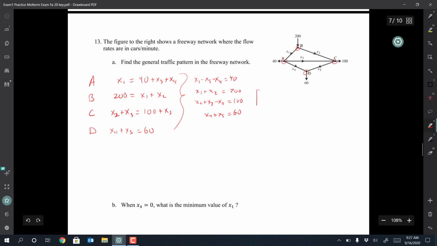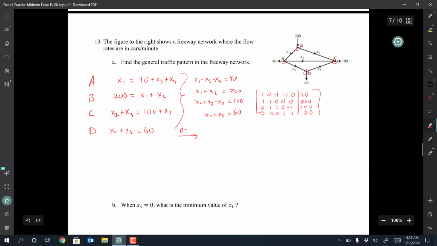So in this case, my augmented matrix will look like 1, 0, negative 1, negative 1, 0, right, because I have 5 variables here. And it's going to be augmented with 40. Then I'll have 1, 1, 0, 0, 0, 200. I will have 0, 1, 1, 0, negative 1, and 100. And I will have 0, 0, 0, 1, 1, and 60. All right, so that is my augmented matrix. And now I have to do my row reduction.